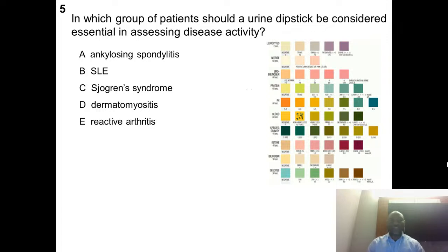Question 5, in which group of patients should a urine dipstick be considered essential in assessing disease activity? So you have a sample of what a urine dip schematic looks like. Option A is ankylosing spondylitis. Is it B, systemic lupus erythematosus? C, is it Sjogren's syndrome? D, is it dermatomyositis? E, is it reactive arthritis?